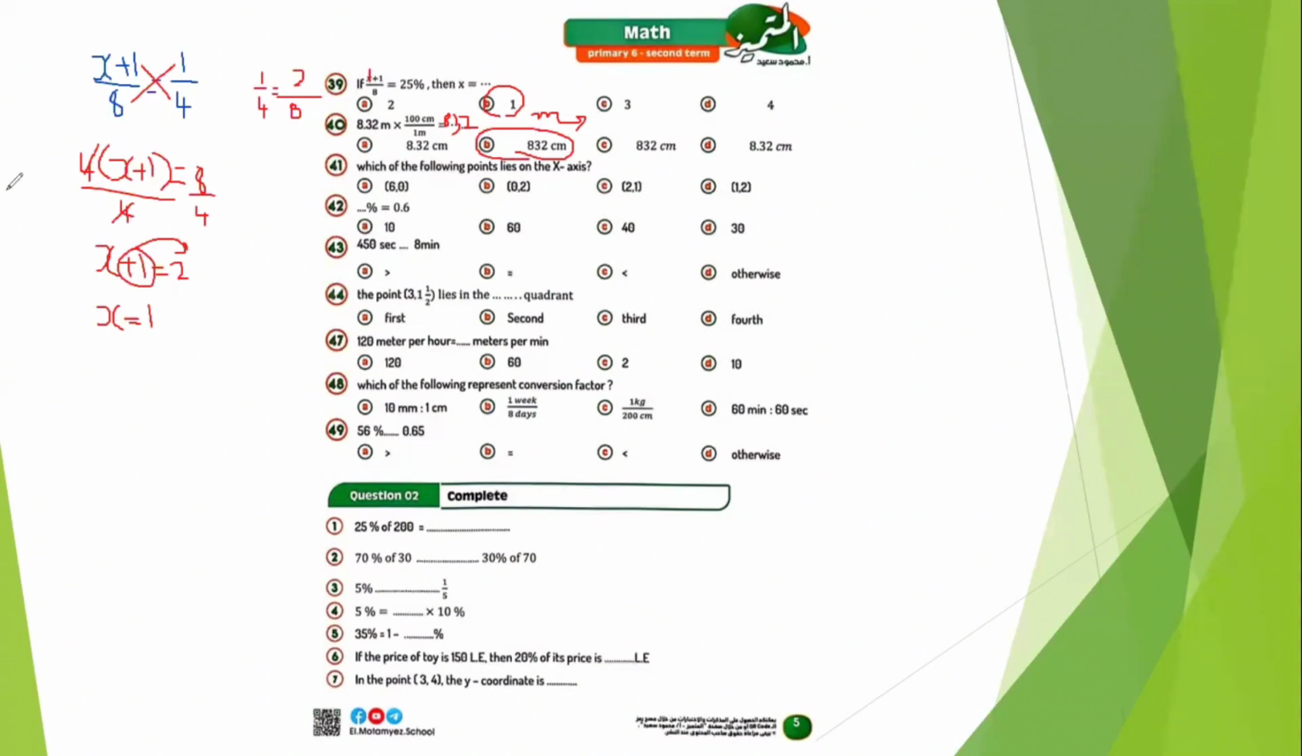41. Which of the following points lays on the x-axis? We said before, if the point lays on the x-axis, so the value of y always is 0. Why? Because we move right and left, but we don't go up and down. So always we have a value of x, 1, 2, 3, 4, or -1, -2, -3, but we don't go up and down, so the value of y is 0. Now the answer is 6 and 0.